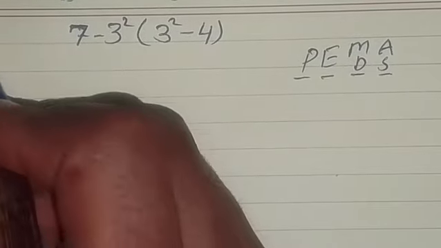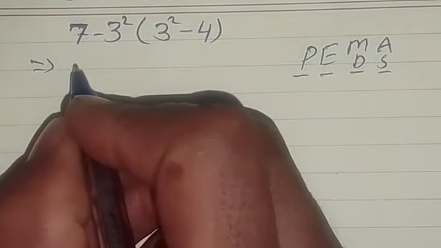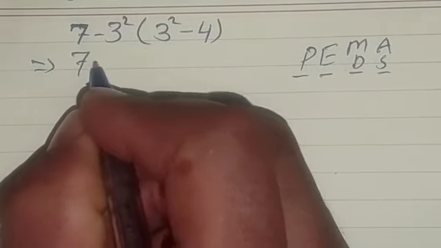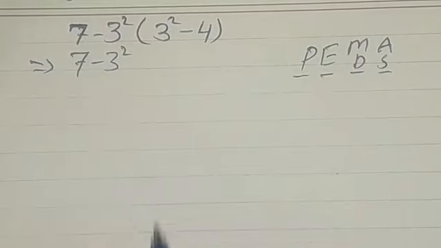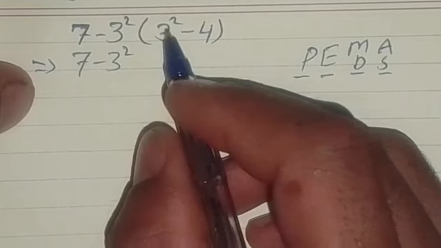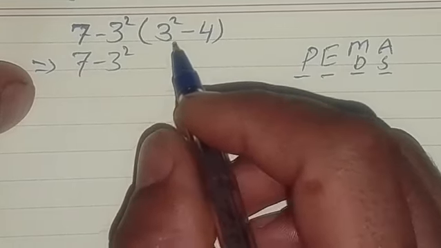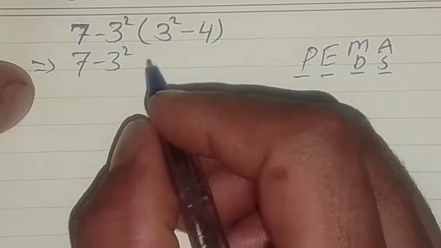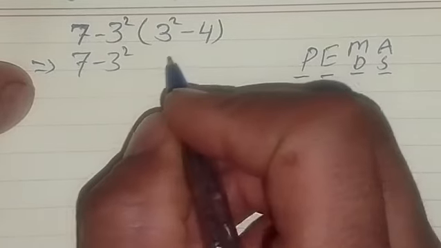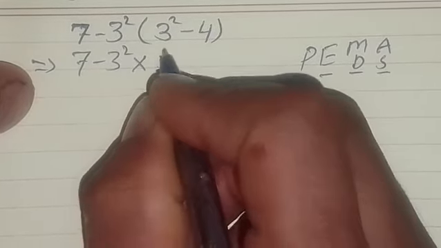So the equation becomes 7 minus 3 square, and inside of the parenthesis, 3 square gives us 9, minus 4. So 9 minus 4 gives us 5, and here is multiplication and 5.